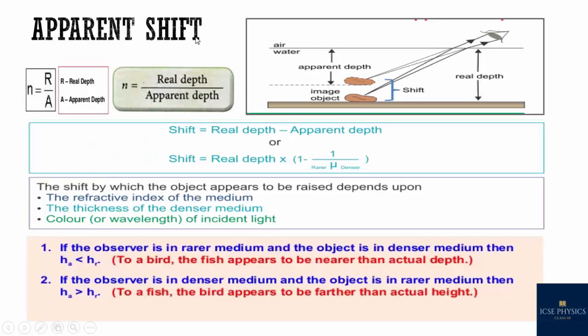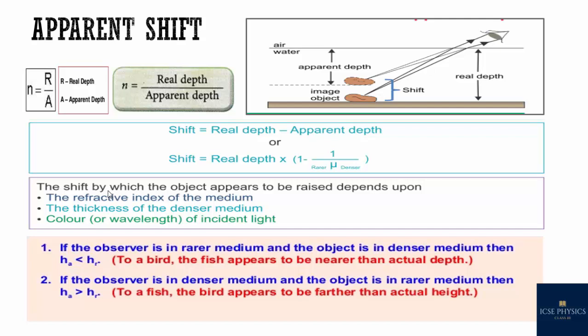Now, what is apparent shift? Shift is the difference between real height and apparent height. Shift can also be written as real depth times 1 minus apparent depth, which is real depth by mu. So 1 by mu. The shift depends upon 3 factors. The 3 factors are, first, refractive index of a medium, then thickness of a medium, then color or wavelength of the incident light.